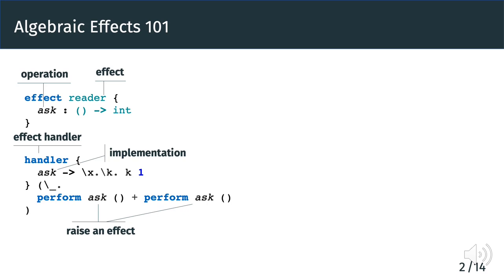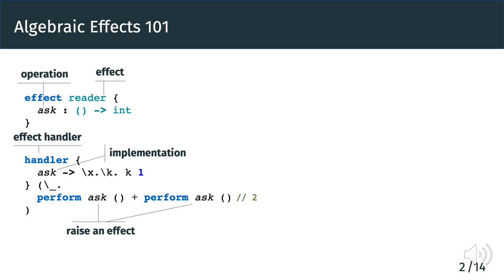The extra argument k is implicitly provided by the system, which denotes the resumption, that is, how to resume the computation when an operation is performed. In this case, we always resume with 1. When the first ask is performed, the handler returns 1, and we have 1 plus perform ask unit. Then the second ask is performed, and we have 1 plus 1, which gives the result 2.